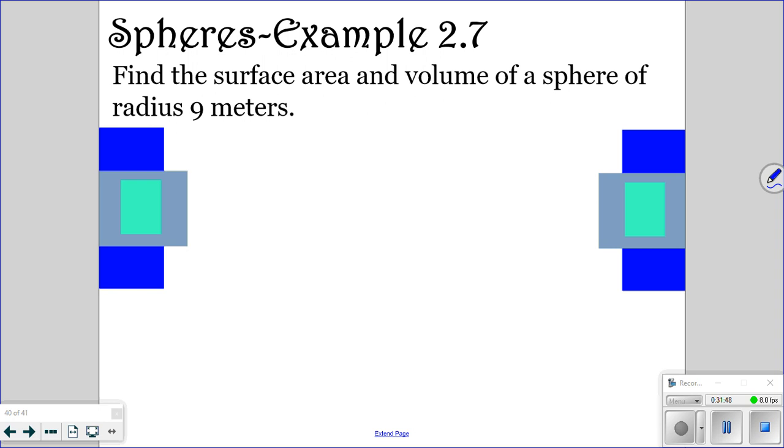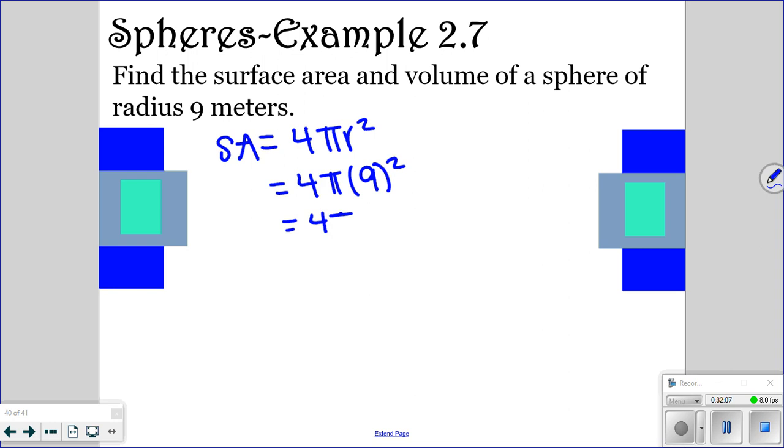We want to find the surface area and volume of a sphere of radius 9. So our surface area is 4 pi r squared. And then they tell you that the radius is 9, so you just plug it into your formula. So 9 squared is 81. And then 81 times 4 would give you 324 pi meters squared. So that would be your surface area.